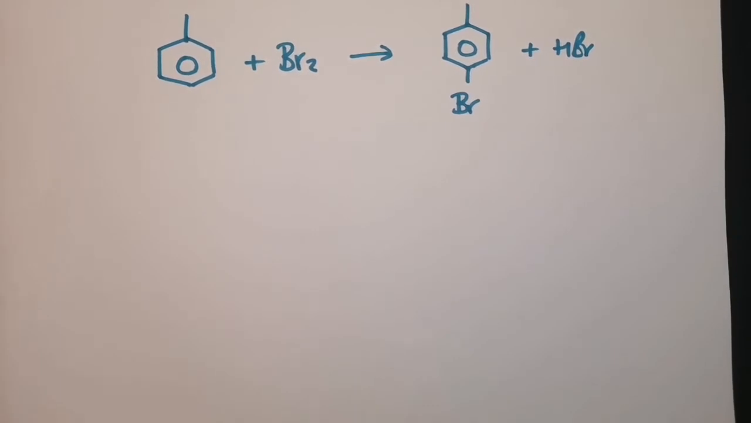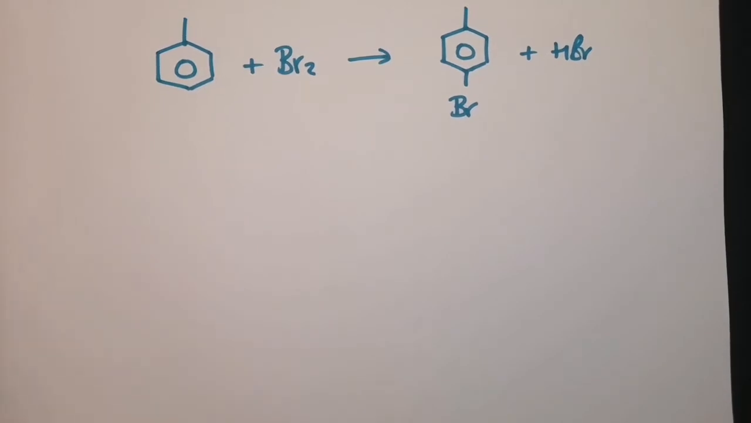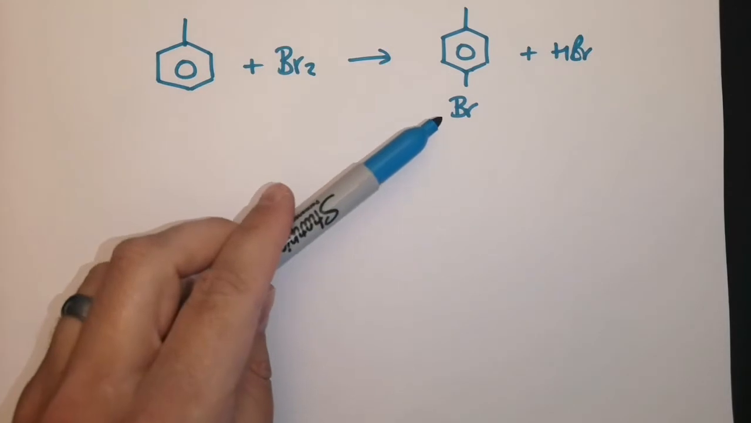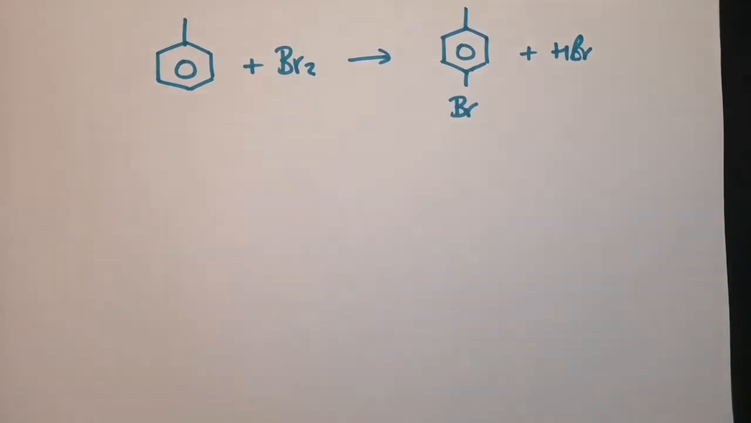At the end of my last video, I asked you to practice your mechanism skills by trying to draw the mechanism for the reaction of methylbenzene with bromine to form 4-bromomethylbenzene and HBr. Now what we should have found is that the Br2 is not an electrophile that can react with the benzene. We have to produce a reactive electrophile in order for the bromine to go onto the benzene.